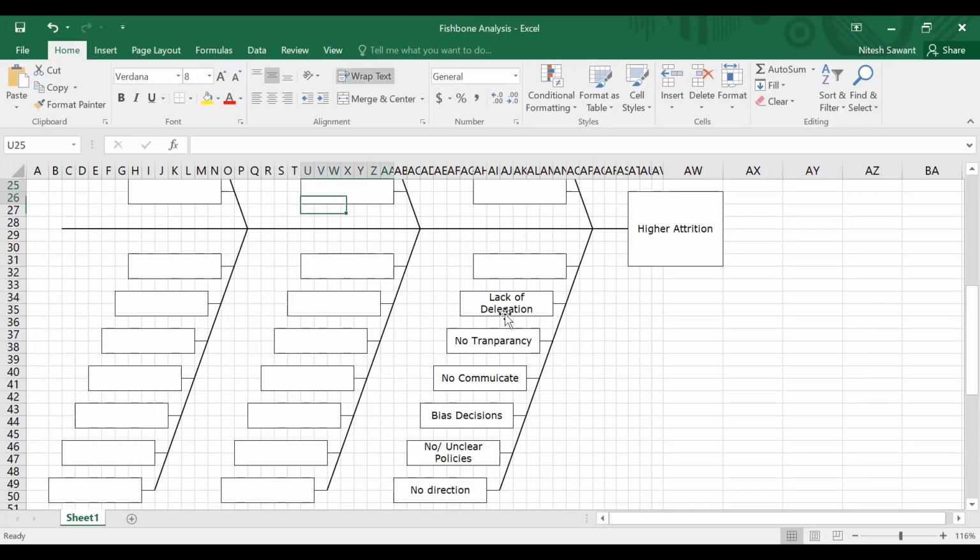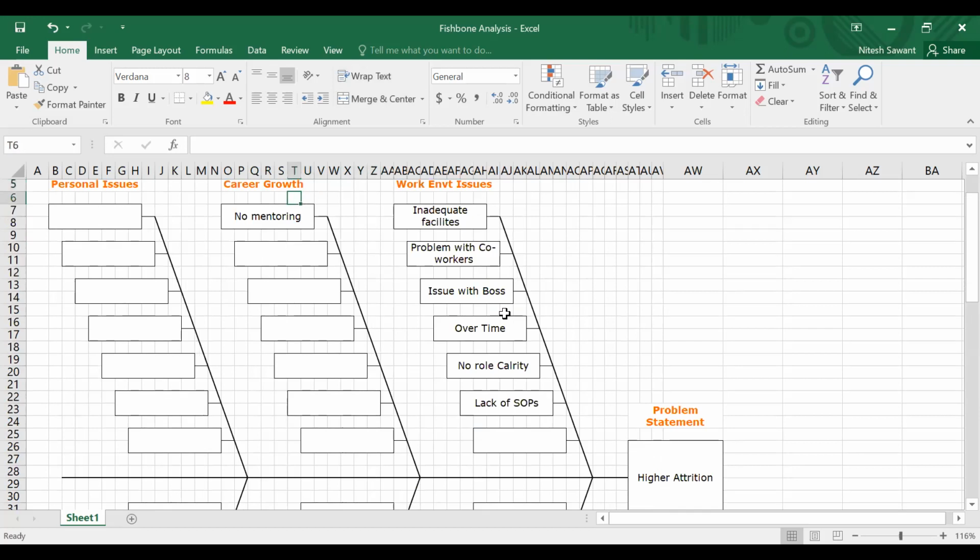Okay, now let's move to another boon, that is career growth. One, we have mentoring, no development.